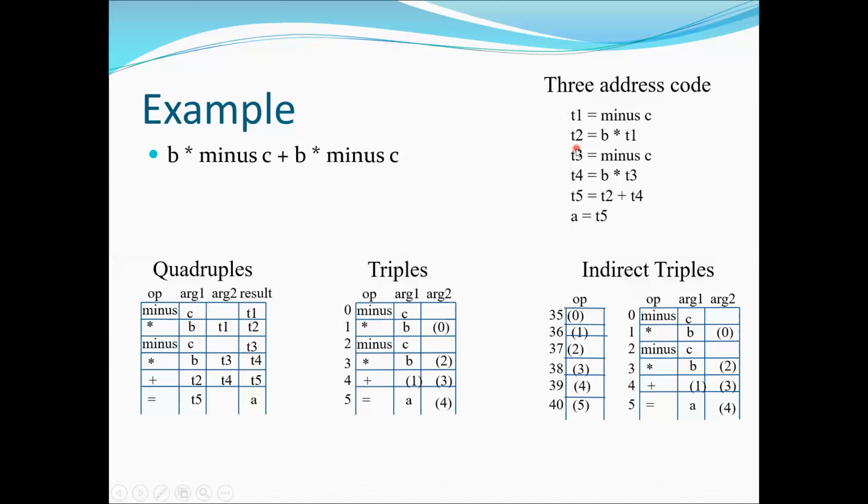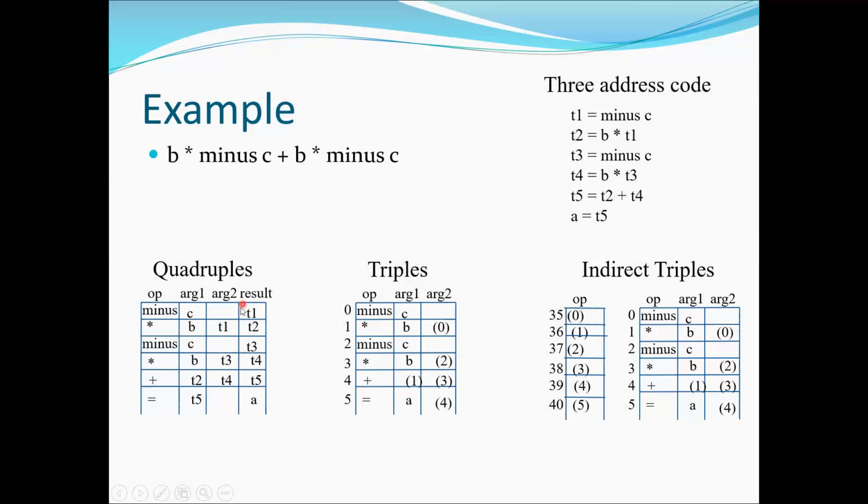Now the next one is T2 equal to B into T1. The same thing: what is going to be the output result value here? T2. So I am going to write it as T2 here. What is going to be the operator? Star. So star is going to be the operator here. What are the two different things here? B into T1. So now it is B and T1. I wrote it here. Like that, we have to write each and every statement. So A equal to T5 means A is equal to T5. Like that, the statements have to be written in the quadruples.